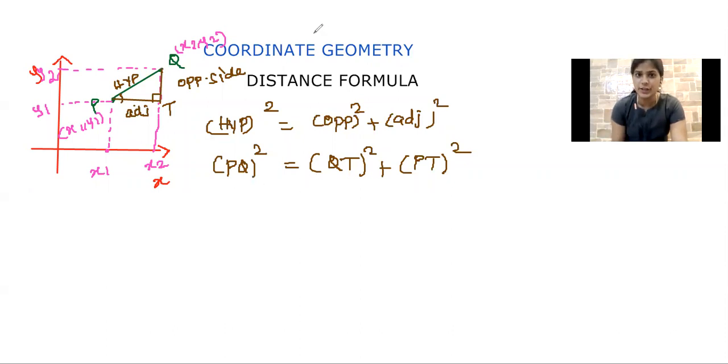So the first thing is I need to find what PT and QT are. PT is nothing but this line, which is x2 minus x1. You have to subtract the starting point from the final point. The final point is x2 and the starting point is x1. So I can write this as x2 minus x1. And for QT, this one is parallel to the y-axis, right? So this line can be written as y2 minus y1.